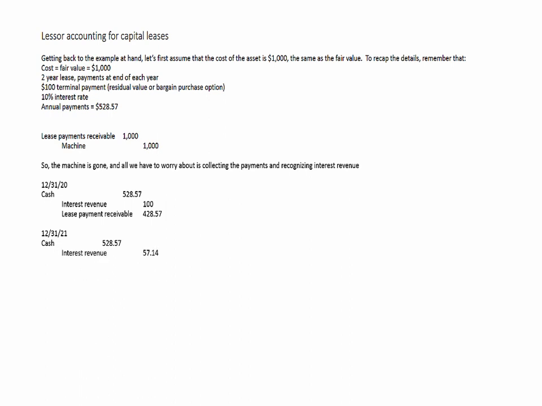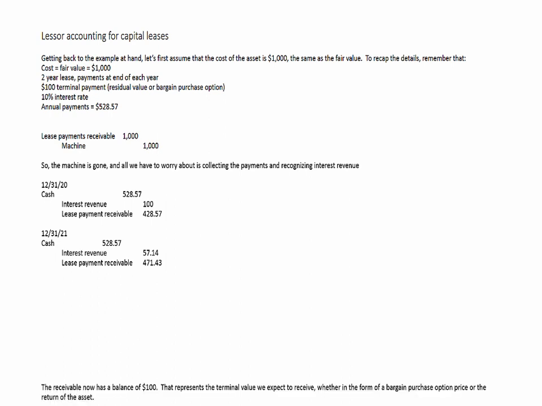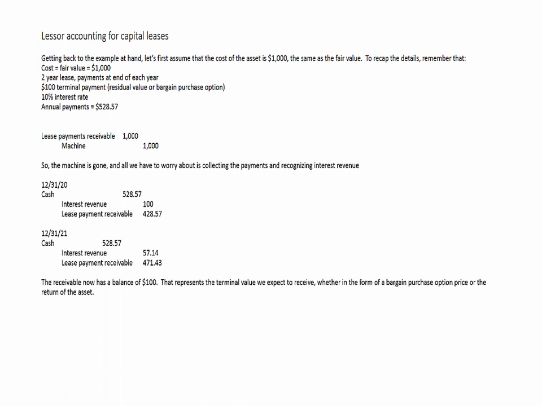Interest revenue will be 10% of the receivable balance. Again, we started with a receivable balance of $1,000. We paid that down by $428.57, leaving us with a receivable balance of $571.43. 10% of that is $57.14. The balance of that cash receipt goes to pay down the receivable. The receivable now has a balance of $100. And again, that represents the terminal value we expect to receive, whether in the form of a bargain purchase option price or the return of the asset.